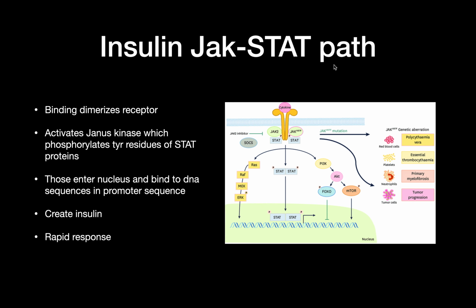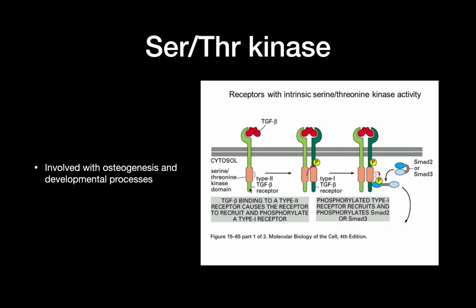So this is the path of the serine threonine kinase. So the TGF-beta will bind, and then it will be phosphorylated, and then it will bind to another kind. It will bind to a type 1, and then the phosphorylated type 1 recruits and phosphorylates the SMAD proteins, and then that regulates osteogenesis and developmental processes.